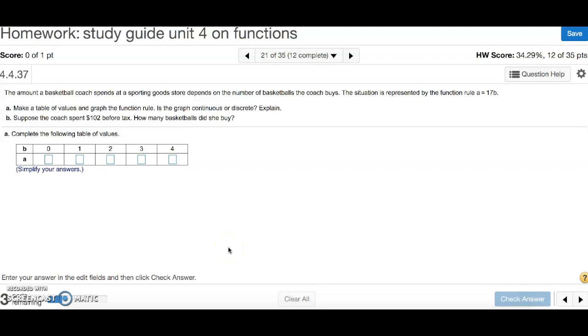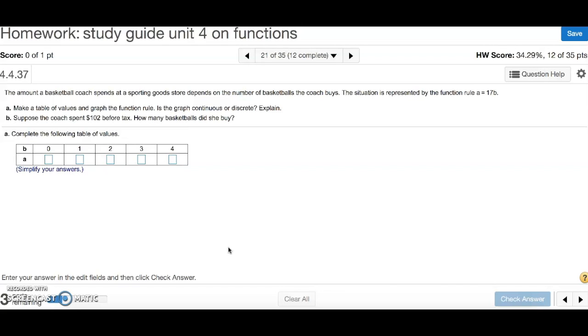Number 21. The amount a basketball coach spends at a sporting goods store depends on the number of basketballs the coach buys. The situation is represented by the function rule A equals 17b. So for part A, we first have to make a table of values and graph the function rule and determine if it's continuous or discrete.